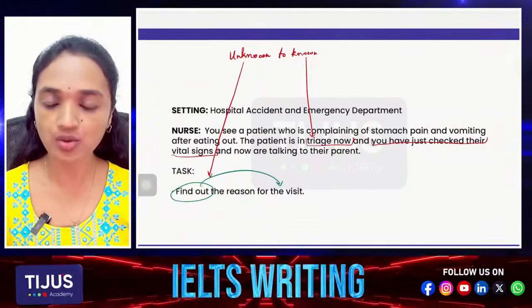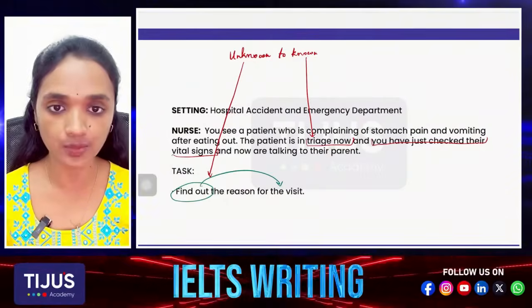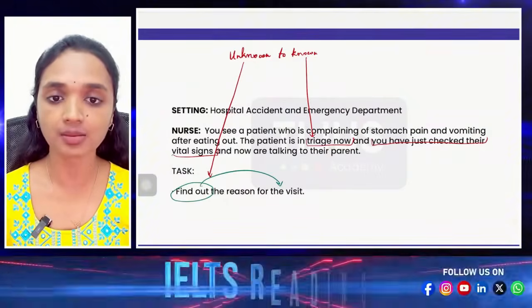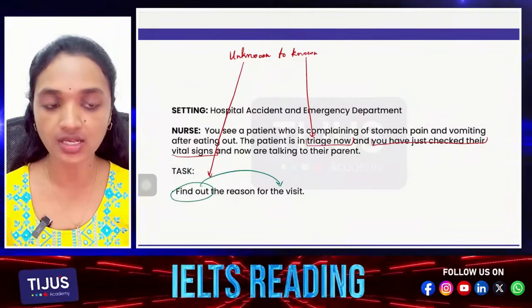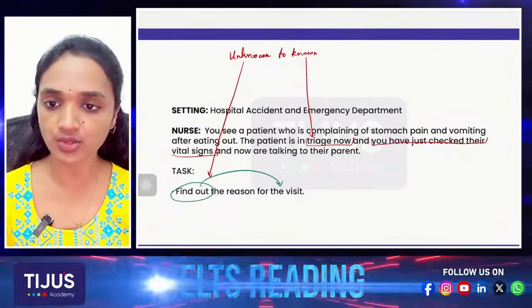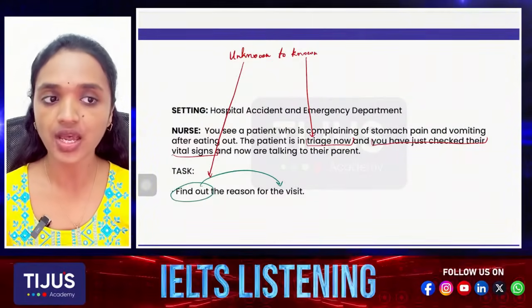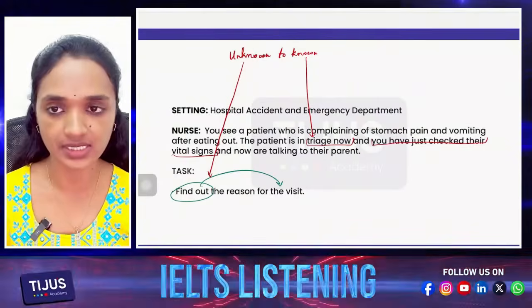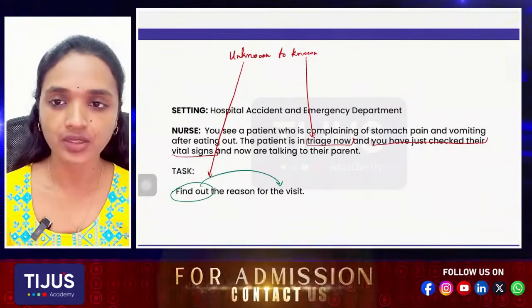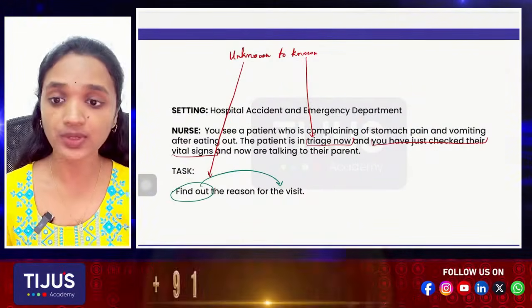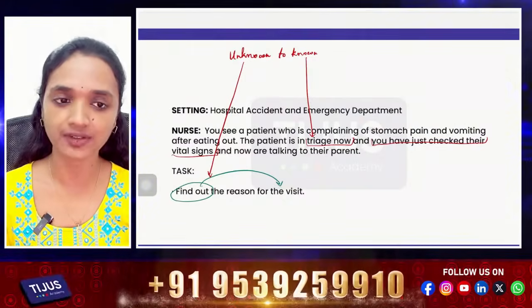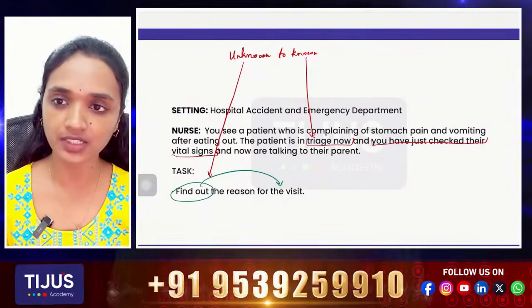Where the person to whom you are going to speak is an unknown person. That is why we ask the parent there why they have come. At the same time, the patient is known to us because the person is in triage and you have already checked their vital signs. I believe you got an idea. So do you have any questions to me? If you have any questions, you can let me know. I'll be there to clarify the same once again. Would you like to ask me any questions?